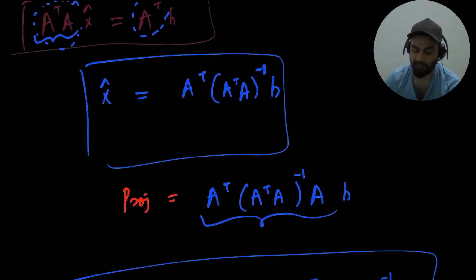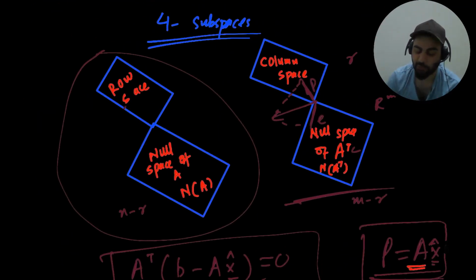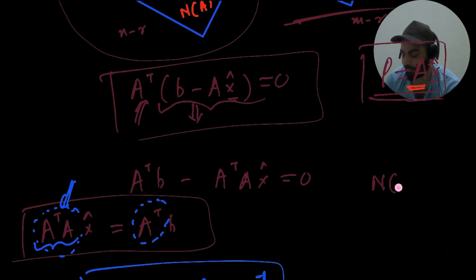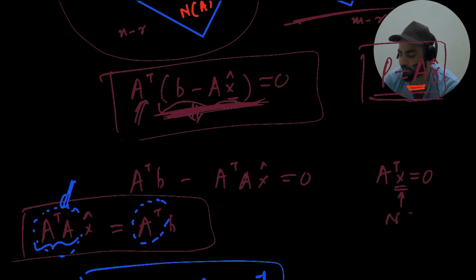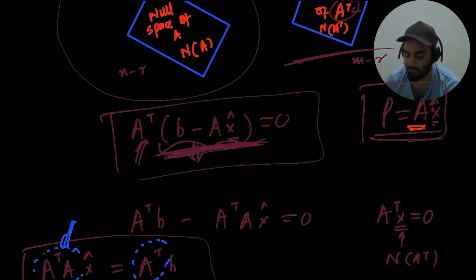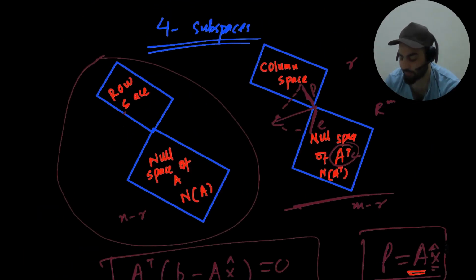Okay, is it clear? I just made a mistake over here. I did not see this row space and null space, because this belongs to the null space of A transpose. So that's what this equation says. Because A transpose x equal to 0 basically means this x belongs to the null space of A transpose. That's what I'm saying. This error vector belongs to the null space here.